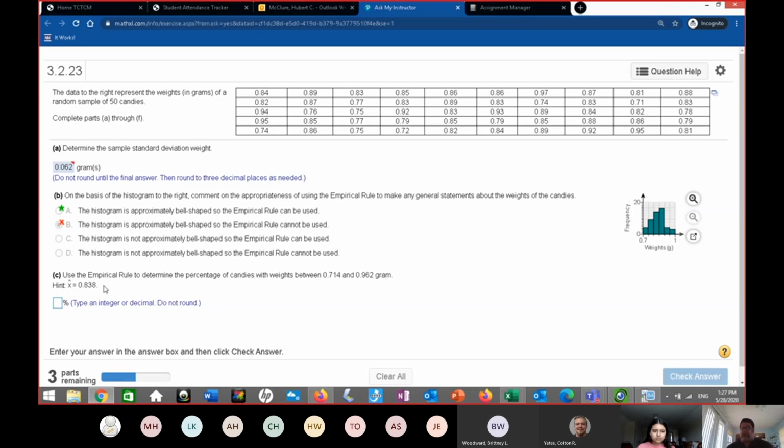Okay, this is a good test question. C is a good test question. So here we go. Actually, I'm going to go back to the spreadsheet.